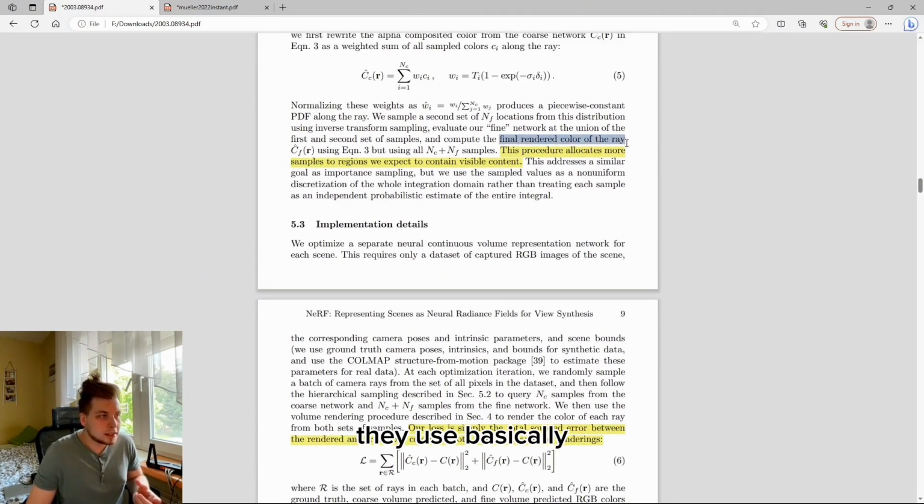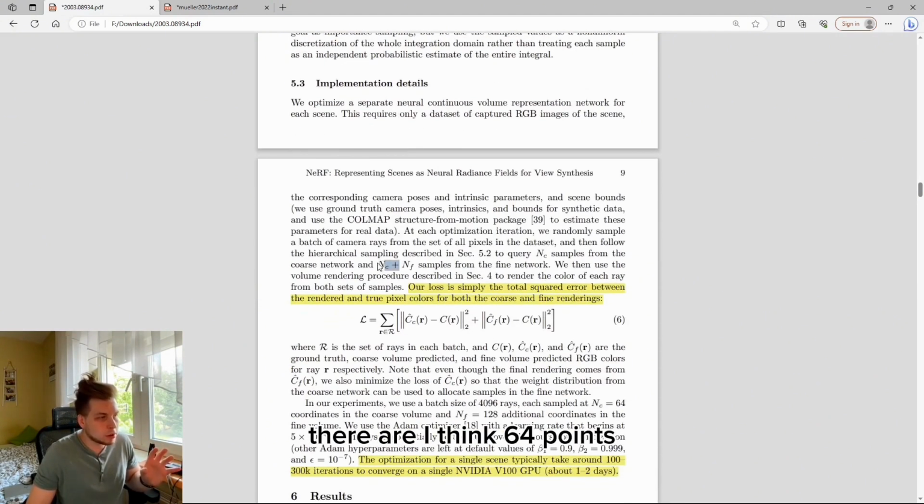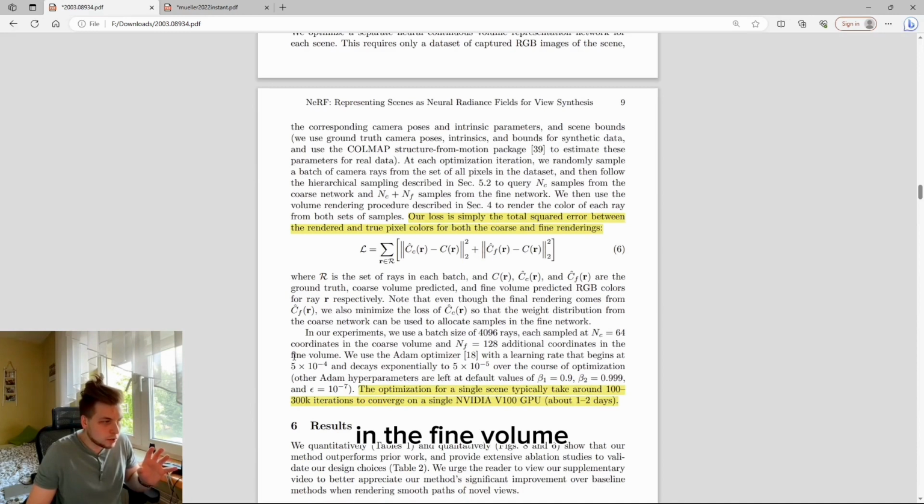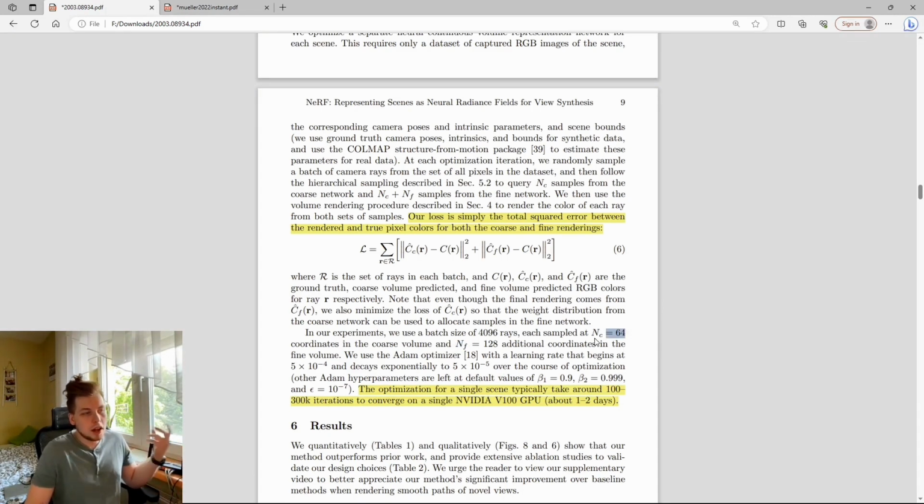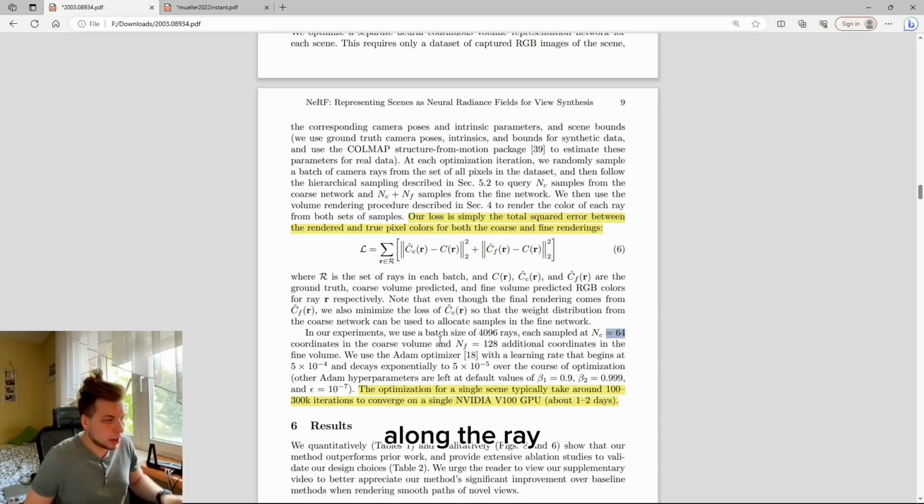So when they render, they use basically all the points, NC plus NF. So these are the points from the small network, the first network, and these are the points from the second network with the PDF calculated from the first network, right? And specifically there are, I think, 64 points sampled this way and 128 points or additional coordinates in the fine volume sphere, right? Okay, this is mentioned here, right? So there are 64 points sampled. So two times more points are sampled using this PDF after the first 64 already gave us the first overview of the space along the ray.